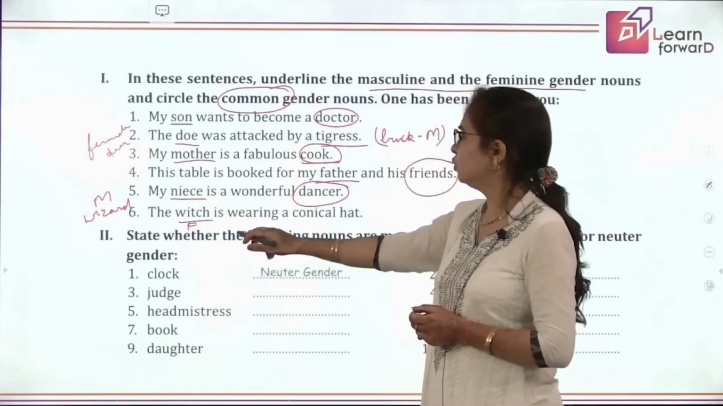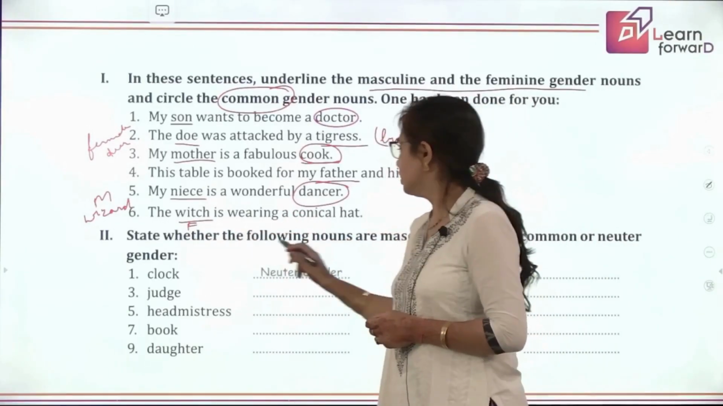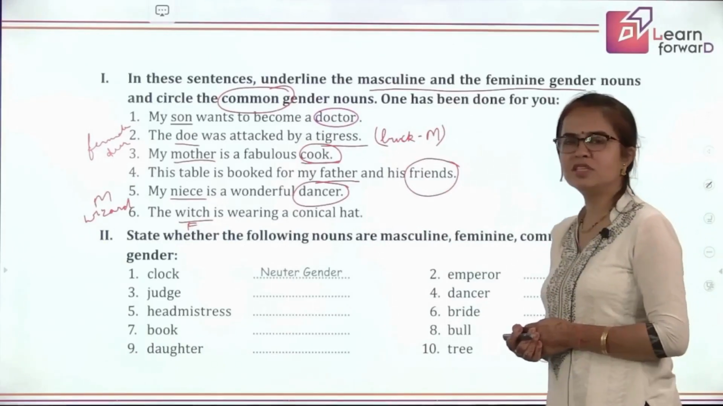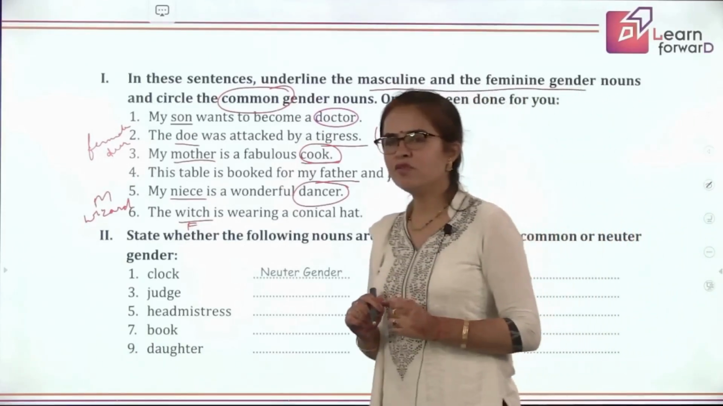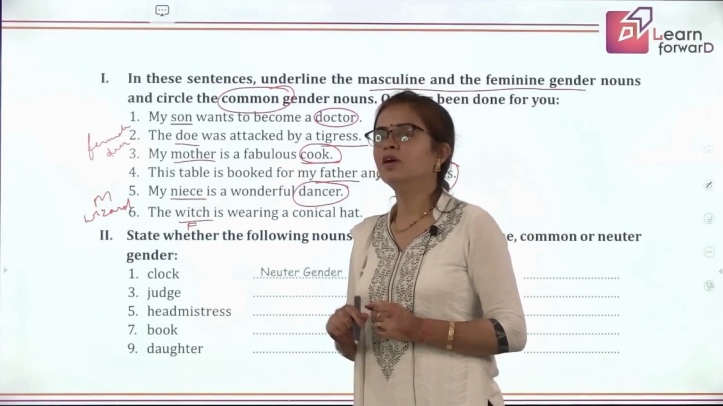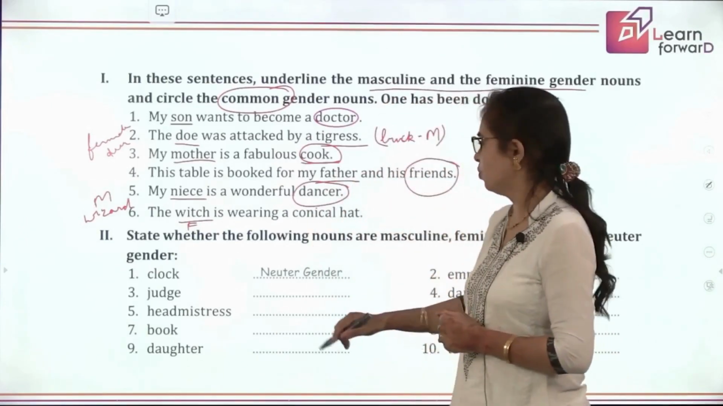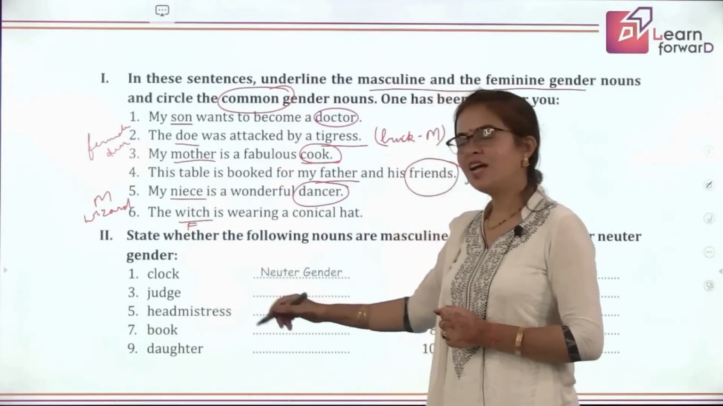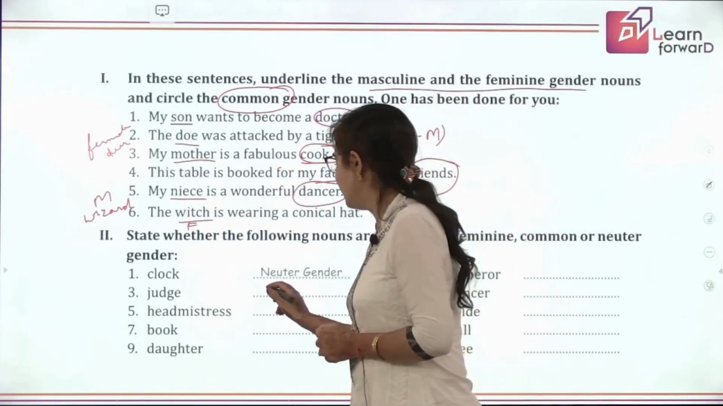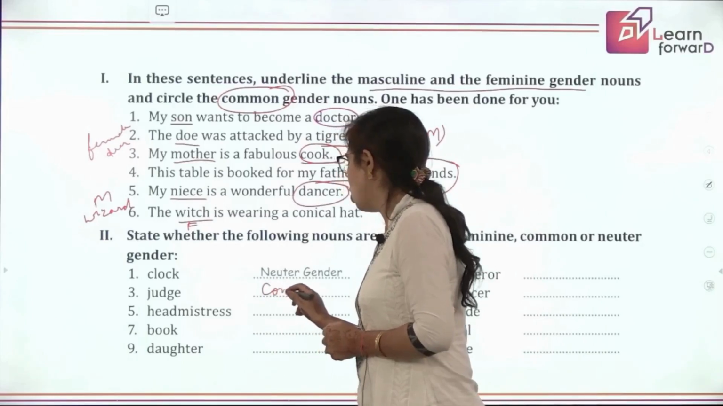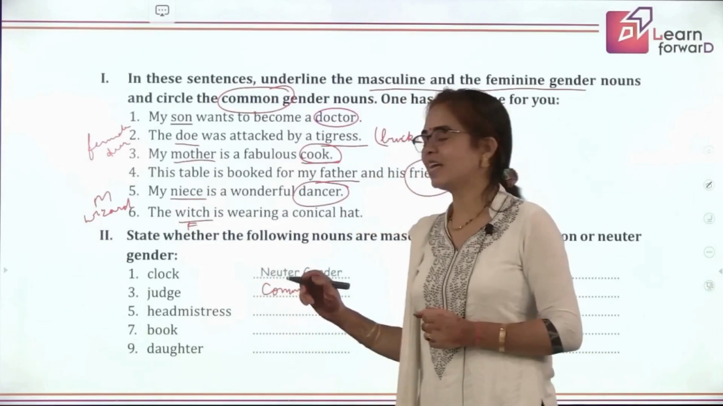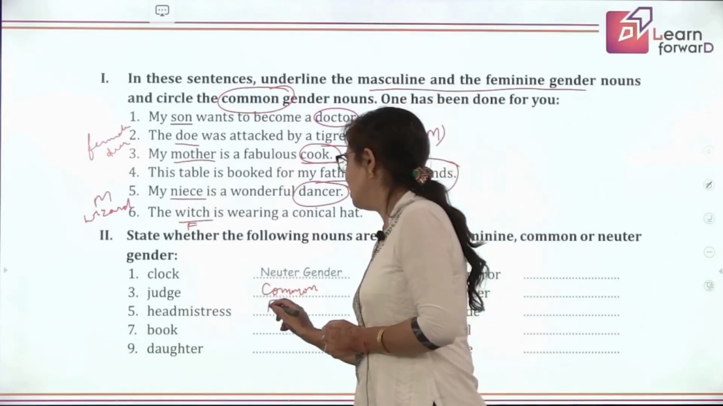Now let's move to the next question. State whether the following nouns are masculine, feminine, common or neuter gender. Won't it be too easy for you to do? Okay, I want all the answers from you. Yes, good. Judge, yes, judge can be a male and it can be a female. So this is common gender. Yes, of course, headmistress is feminine gender.